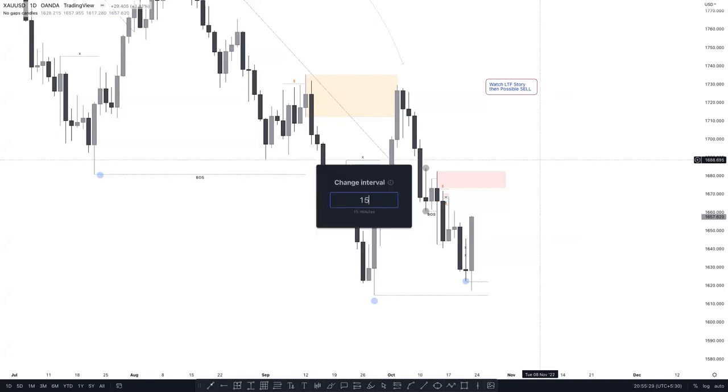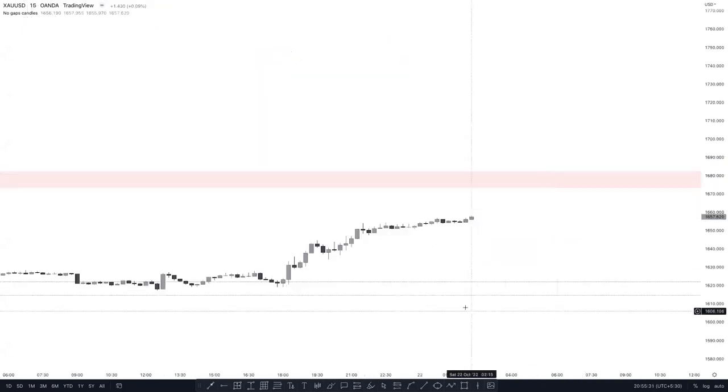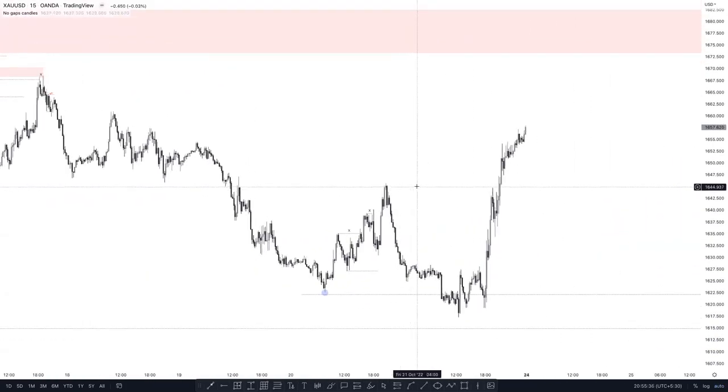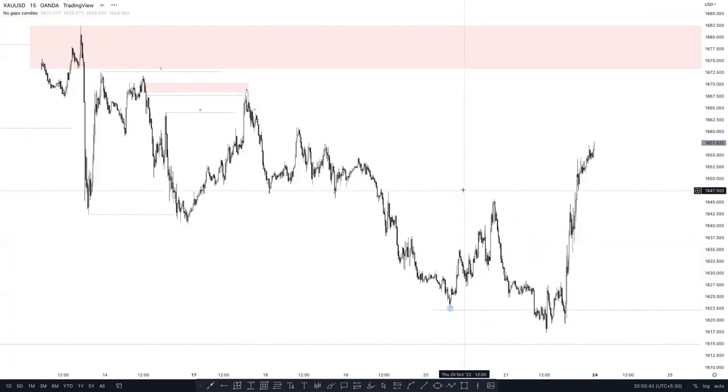So if you switch into the 15-minute structure, then you can see more clearly what is happening here. Okay, so everyone mark here, the 15-minute structure is here.